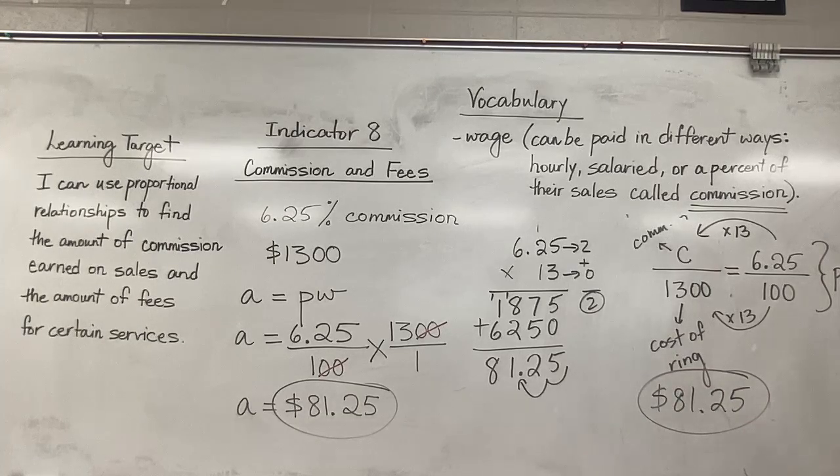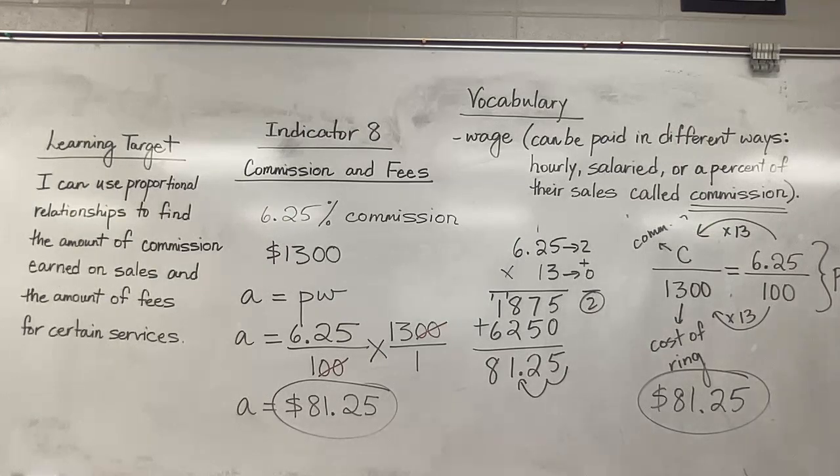Okay, I can definitely do cross products also. And then that would be 100C over 8,125 if I was multiplying this way, and divided by 100 again gives me my $81.25.